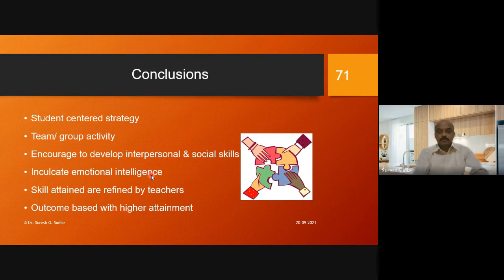Students are able to understand the feelings of one another. The skills attained are refined by the teacher, and outcome-based and higher attainment levels can be possible through cooperative learning. So with this, I conclude my session.